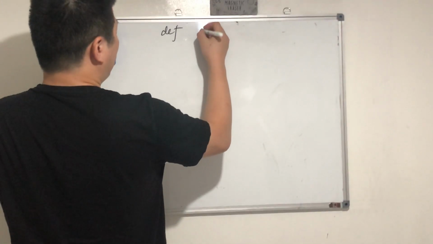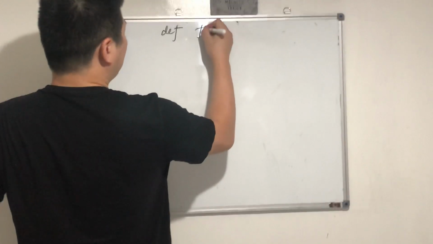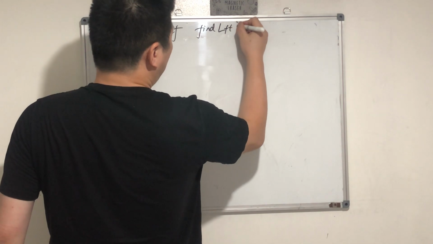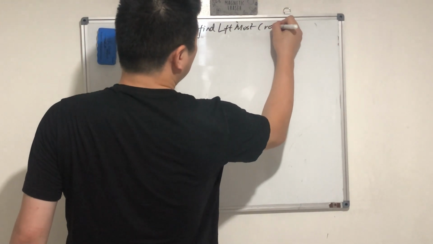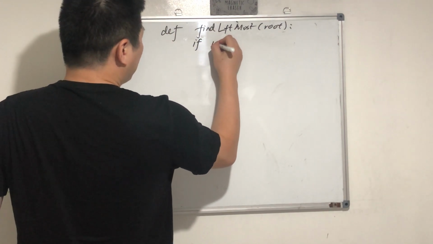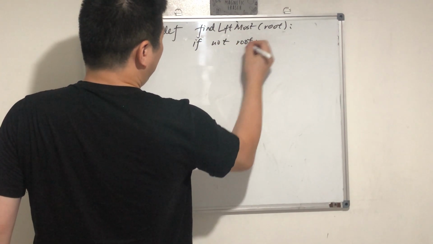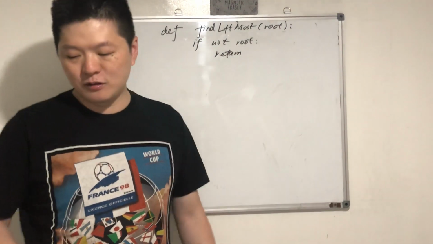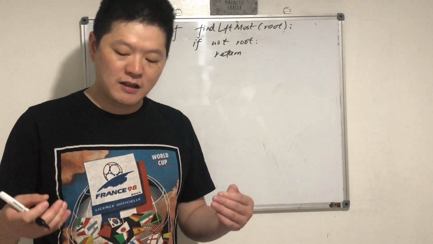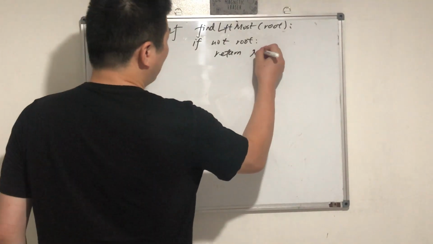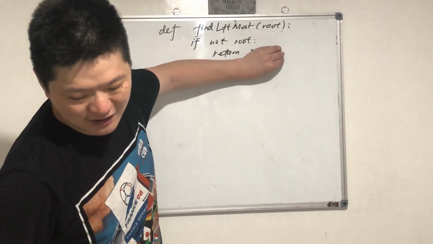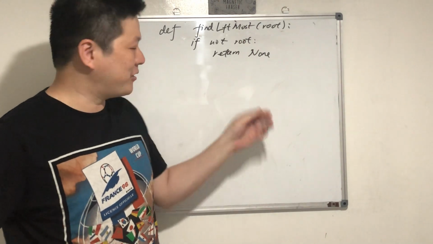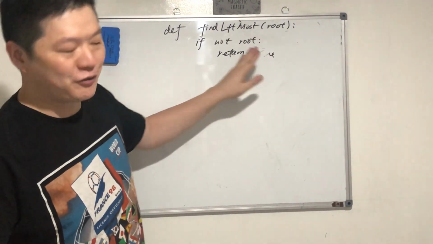Let's say this function is find leftmost, with the root. If not root, again we need to check the special corner case. If the tree is empty, do we have a leftmost node? No, we return none. Or we can just return, which means return none.